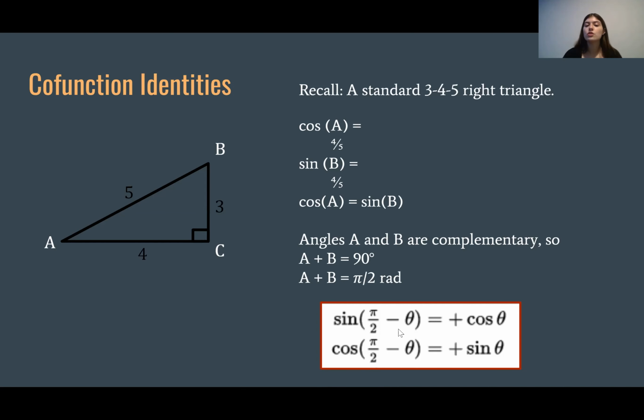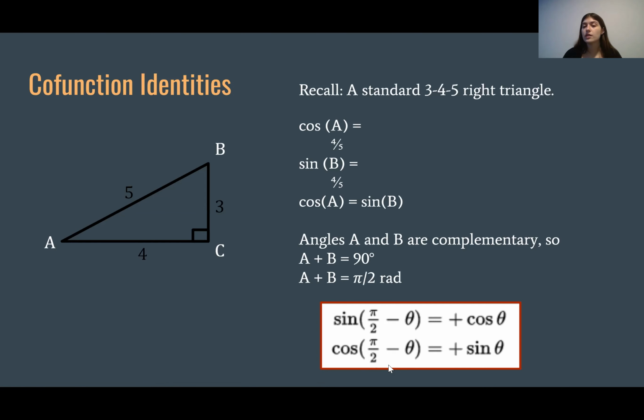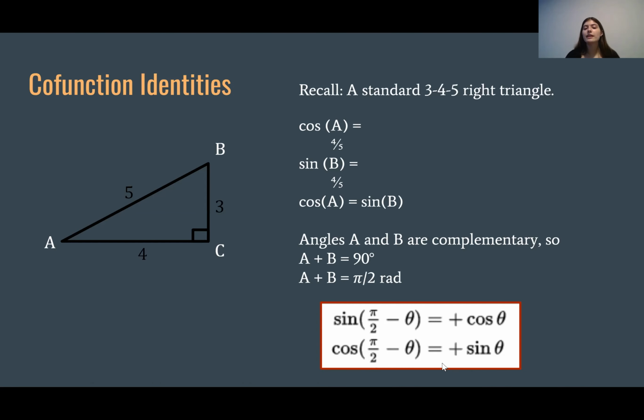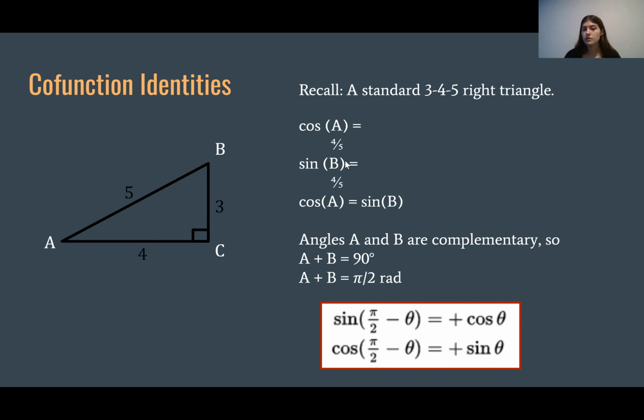So this pi over 2 minus theta, you can call this B. Cosine of A is equal to sine of B, and sine of A is equal to cosine of B. That's all that means. So this is a fancier way of saying this fact. This identity might feel a little bit new, but I'm hoping that when you look at it in its more simple form, cosine A equals sine B, that comes kind of intuitively, because we can see it for ourselves. The 4 over 5 is 4 over 5. But this is the more mathematical way of writing out what's actually happening here.